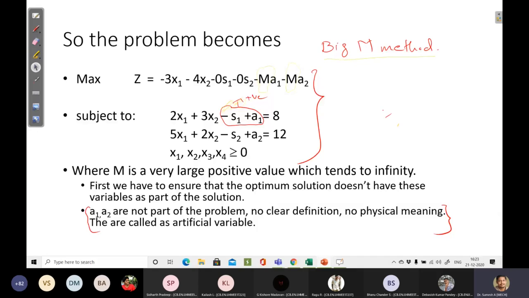Once you convert this, you can employ the simplex method, the same methodology we have seen so far. Now what will be the next step? Step one is to convert into standard form. That is already done here. What is step two?